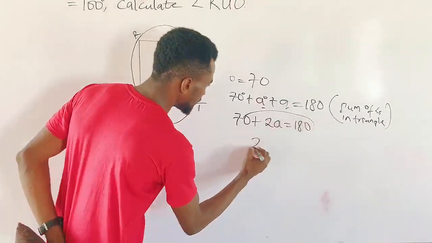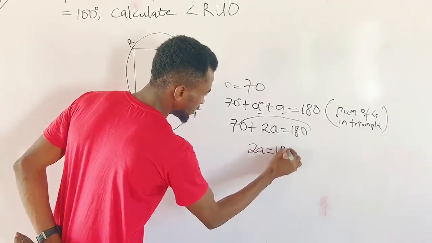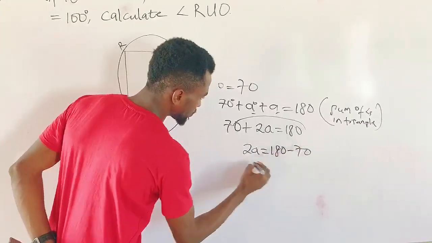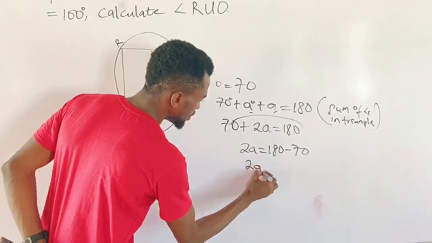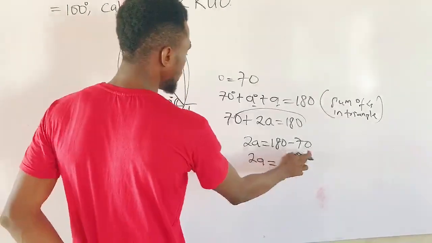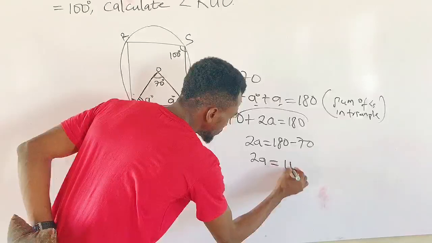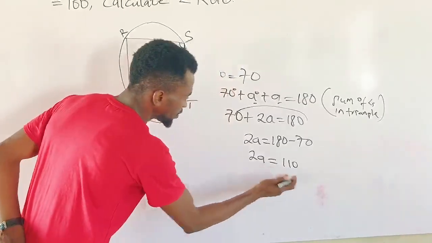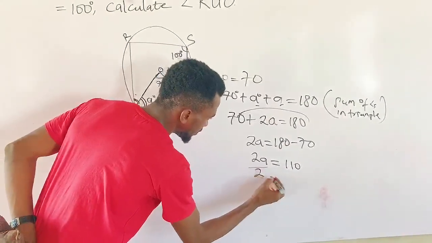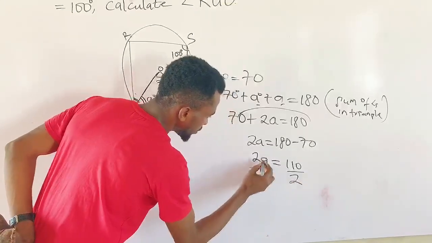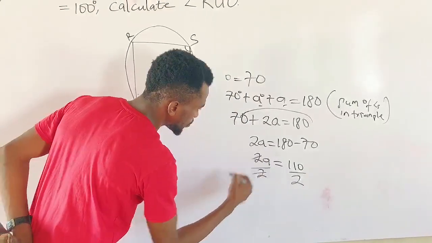So if we are left with this, we collect our like terms. This 70 goes here. We have 2A is equal to 180 minus 70. So we have that 2A is equal to 180 minus 70, that is 110. So we are looking for A, we divide both sides by 2. So 2 rubs off 2.